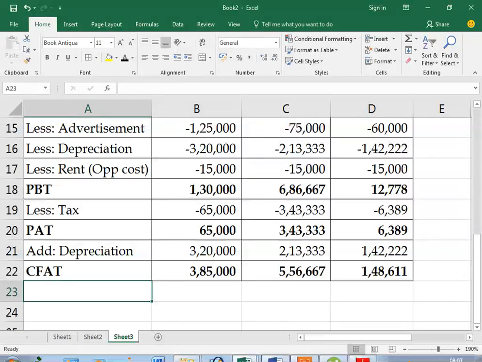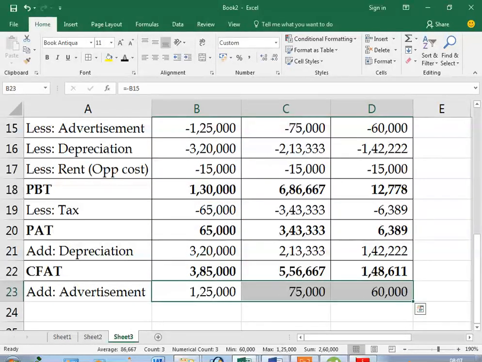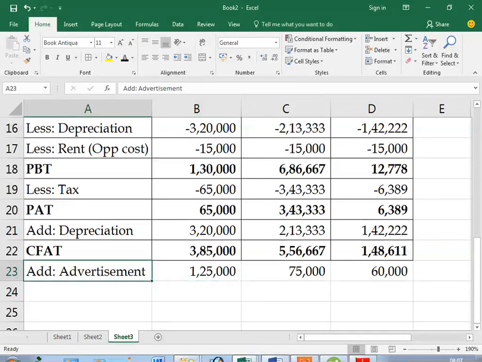Okay, now please listen. Listen for some time. Add back advertisement, because I said advertisement was just captured for calculating tax. So cash flow after I'm adding. You've got till the CFAT figure. Add back advertisement.